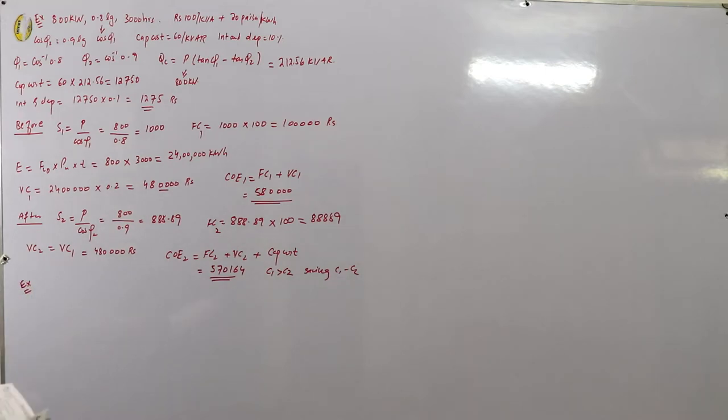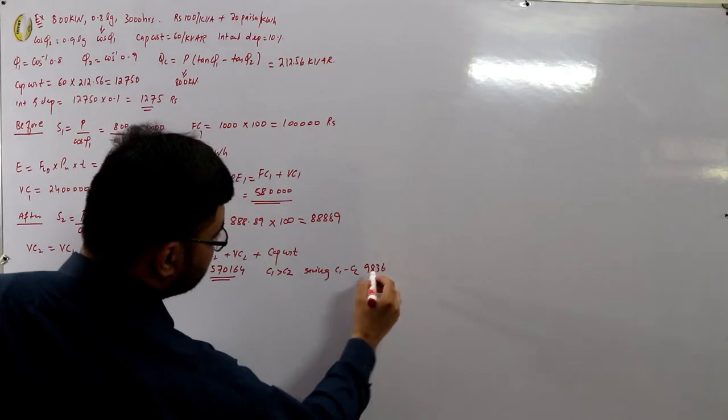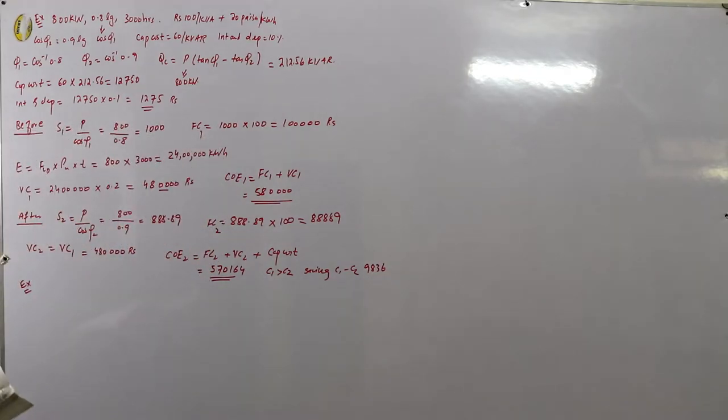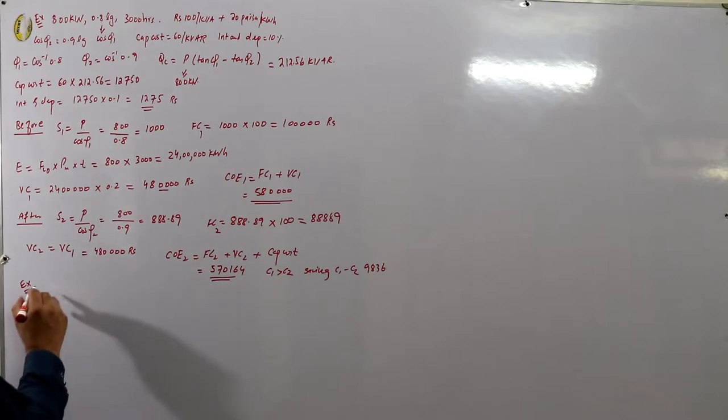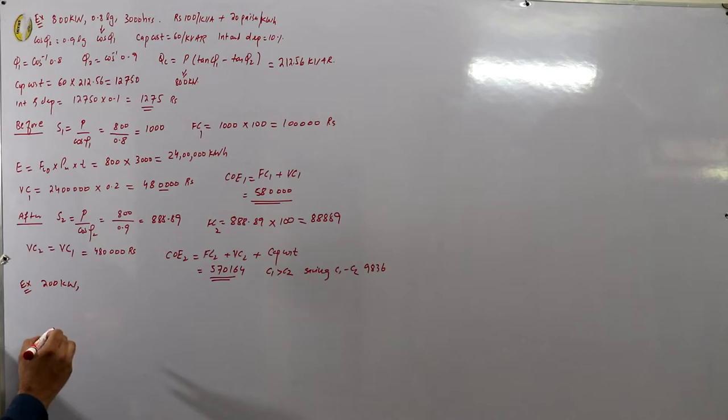Next is, let's say, 6.7. A factory takes a load of, this is 9836. The saving is what? 9836, the book has mentioned. 6.7. A factory takes a load of 200 kilowatts at how much power factor? 0.8 power factor lagging.